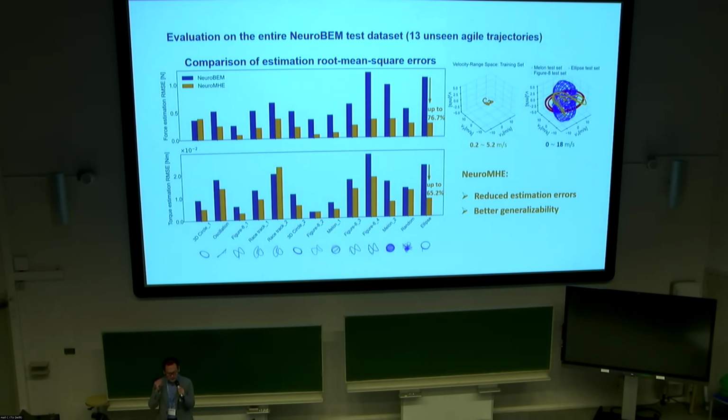Here are the results. We run over the 13 AGL trajectories, and we train our model over this dataset, which consists of slow speeds from 0.2 to 5.2 meters per second, and we are able to generalize to other datasets that contain high speed flights as well. So you can see that both for the force estimation and the torque estimation, we are able to significantly reduce the estimation error.